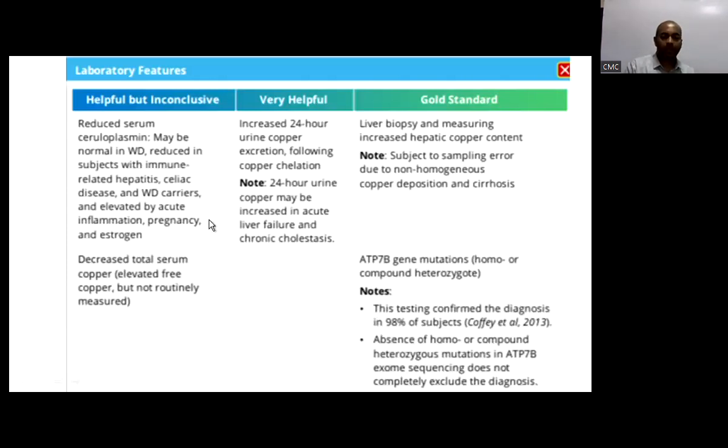So tests which are helpful but inconclusive: serum ceruloplasmin, serum copper, total copper. They are helpful but inconclusive. A very helpful test is increased 24-hour urine copper. The gold standard is liver biopsy. And of course, genetic testing, ATP7B gene mutations.